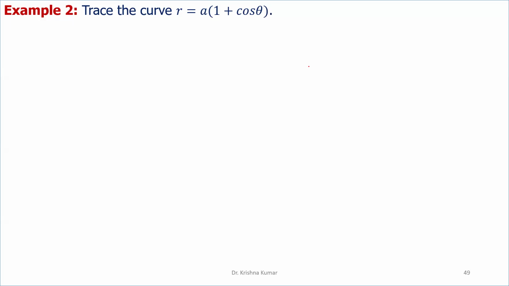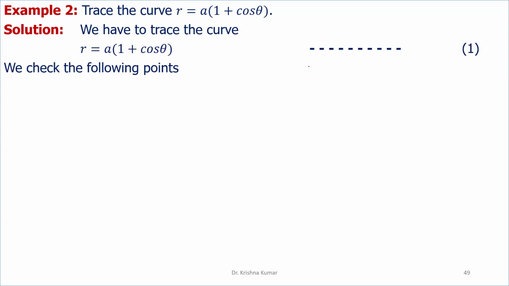In this lecture, we trace the curve r equals a times (1 plus cos theta). Since it is a polar curve, while tracing this curve, we have to check the following points. The point number one is about symmetry. So how to check the symmetry of a polar curve?